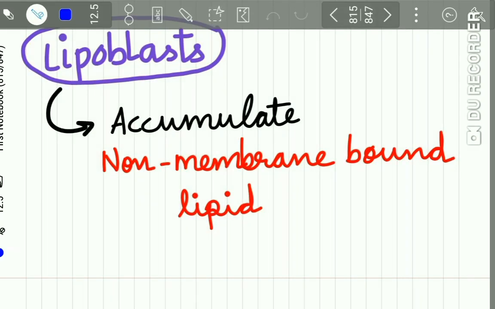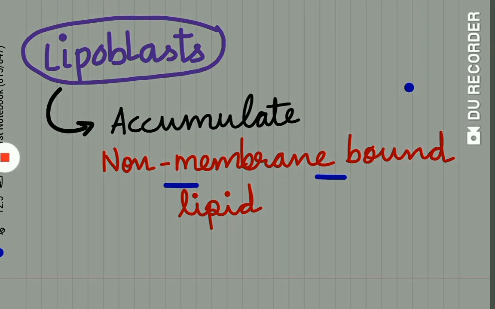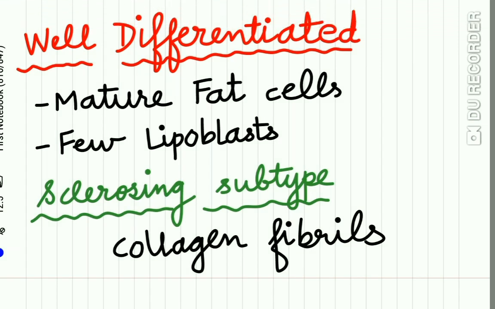Now the histologic features. The recognition of the lipoblast cell is the key finding in the diagnosis of liposarcoma. A lipoblast has the ability to produce and accumulate non-membrane bound lipid within its cytoplasm. Now, the well-differentiated kind of liposarcoma usually contains a predominance of mature fat cells and very few scattered lipoblasts.